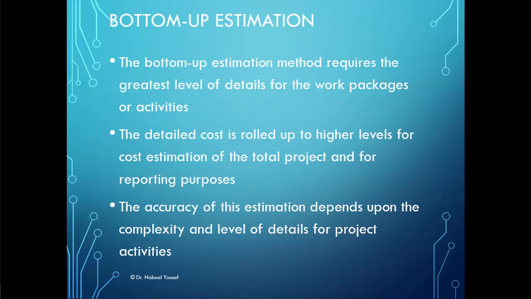In the bottom-up approach, we have to know lots of information about the cost at the work package level or activity on a more detailed level. The detailed cost for the group of related subtasks will be added to estimate the cost of the main task, and we keep on rolling up to higher levels until we get the estimated cost of the total project activities. The accuracy of the estimated cost in this case will depend on the complexity and level of detail for project activities.